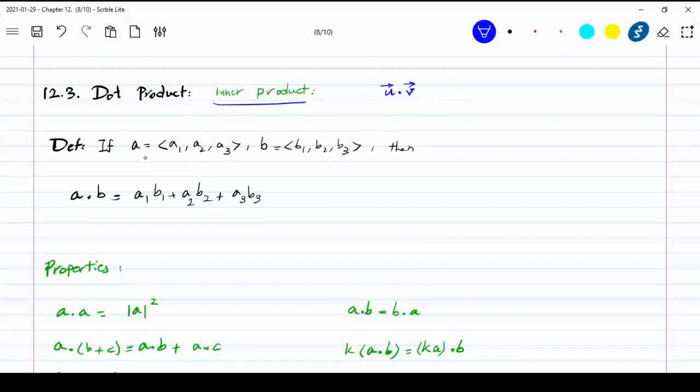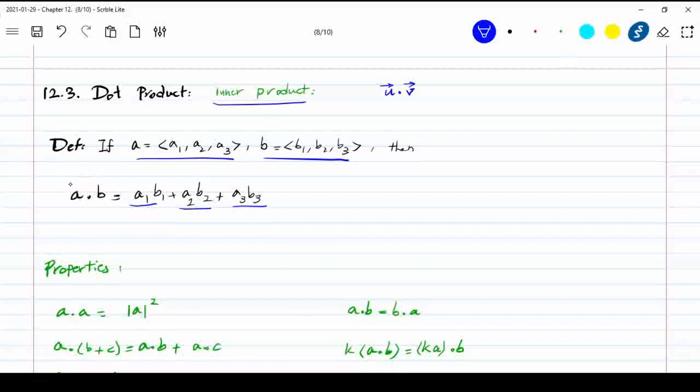So given two vectors a and b, if they're in 3 dimensions, you would have three components, a1, a2, and a3. And for b, you'll have three components as well. Then the dot product is defined to be the product of corresponding components. So a1 times b1, a2 times b2, and a3 times b3. And the sum of all those three will give you a value.